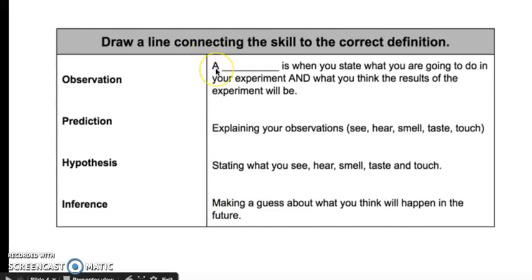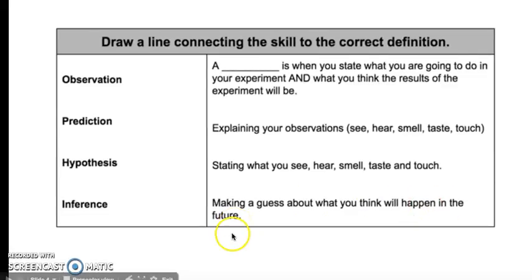I'm going to read each one and then you can press pause. A blank is when you state what you are going to do in your experiment and what you think the results of the experiment will be. Next, explaining your observations. See, hear, smell, taste, touch. Next, stating what you see, hear, smell, taste, and touch. And last, making a guess about what you think will happen in the future.